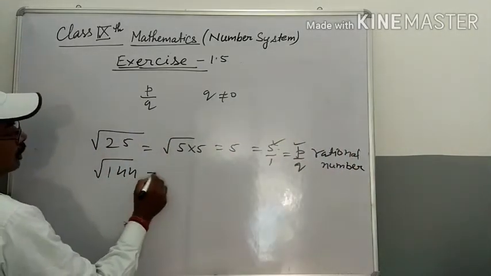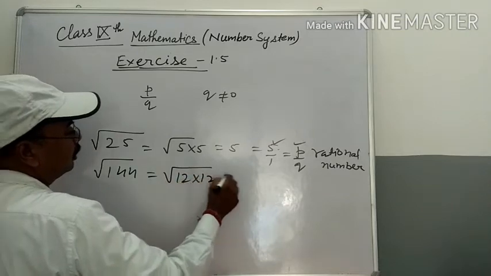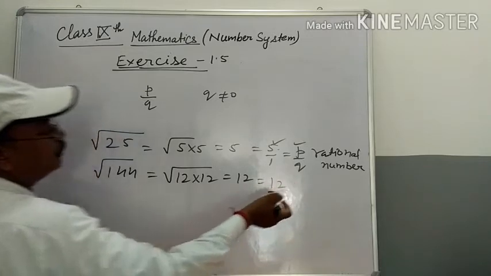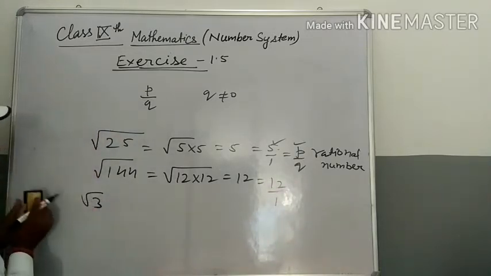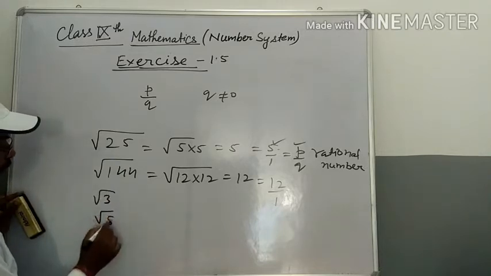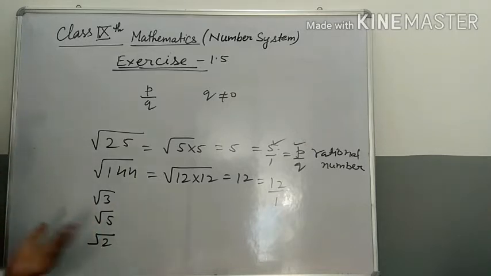And also, 144 is equal to 12 into 12, that is equal to 12. 12 means 12 upon 1, which is also in the form of P upon Q. This is also a rational number. But in the case of under root 3, under root 5, under root 2, you have already studied, students, that these are irrational numbers, not perfect squares. There is no square root. This is an irrational number.